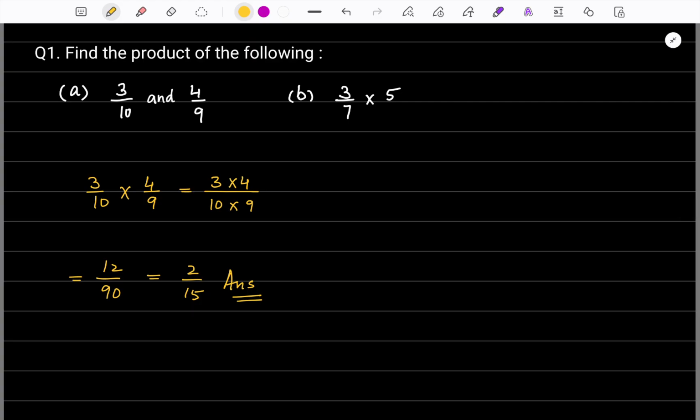Let's move on to part B. Part B says 3 by 7 into 5. So we write 3 by 7 into 5. Now 5 is a whole number, and we can convert it into its fraction form by placing 1 as its denominator. Once we have this, we can find the product 3 into 5 and divide it by the product of denominators, that is 7 into 1. So this gives us 15 by 7. Now 15 by 7 cannot be divided further, so this is the answer. This is already in its lowest form.